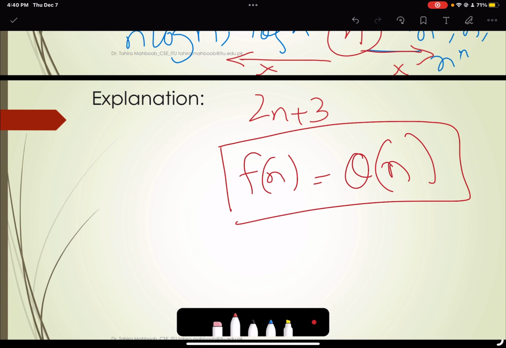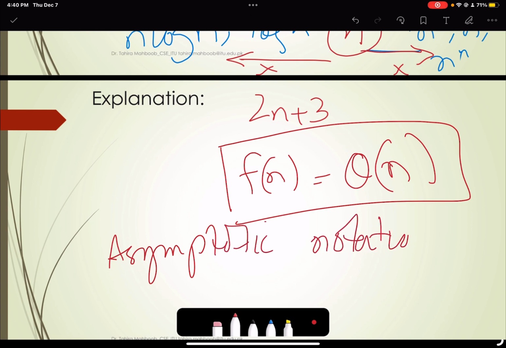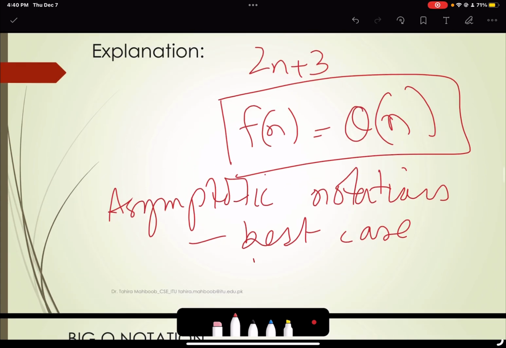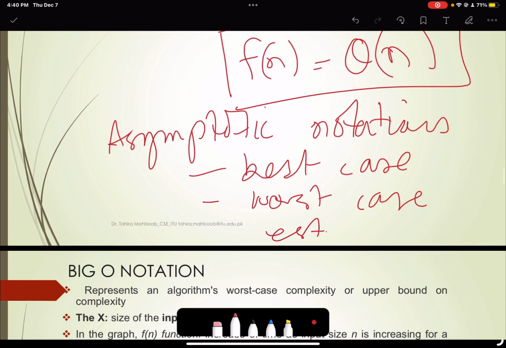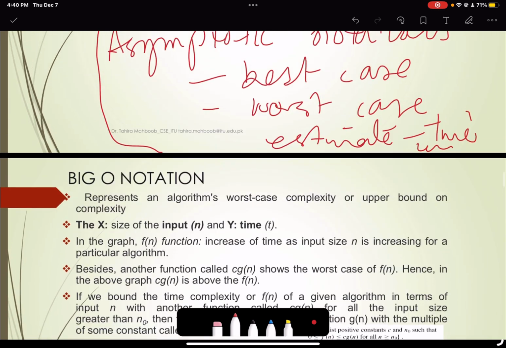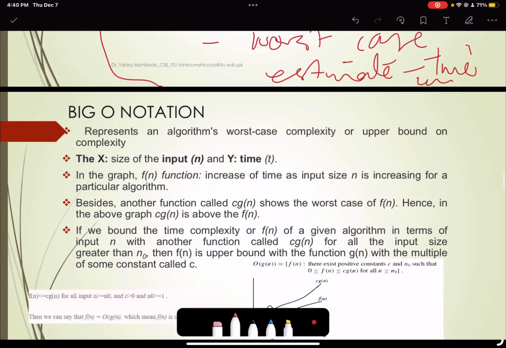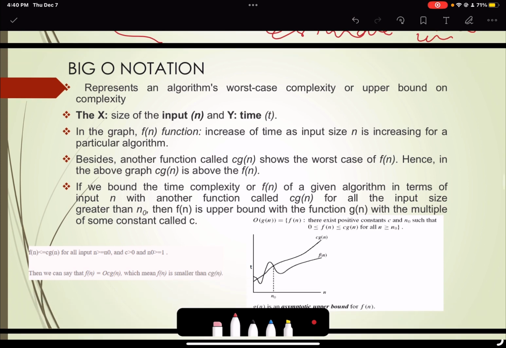So asymptotic notations should not be used for best case or worst case analysis. They simply estimate the time complexity of the given function. So we have to keep this in mind. So a revision of the topic we have discussed and written in theoretics.